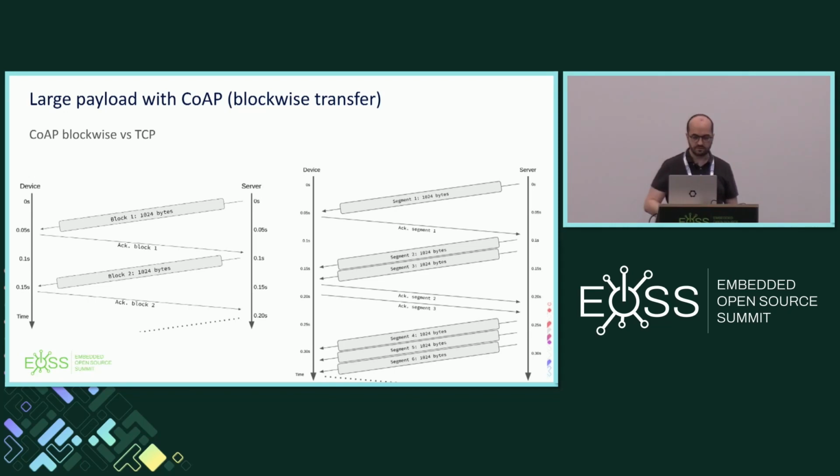Another feature is Blockwise transfer. Since you are using UDP, if your packet is larger than a UDP packet or the capability of the device, for example, if your device doesn't have a lot of memory, you don't want to send a 1 kilobyte payload, maybe you want to send a 200 or 500 byte payload. What CoAP is doing, which is a bit different from what TCP is doing, is having a very simple approach to Blockwise transfer. So you send, for example, a first GET for downloading something on the device.